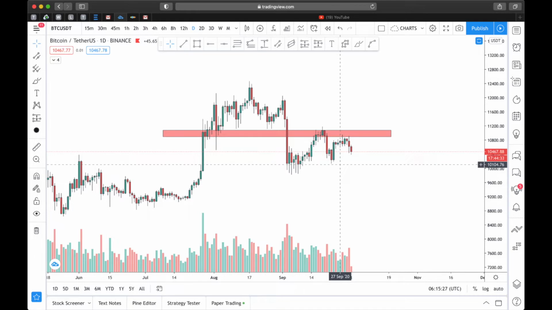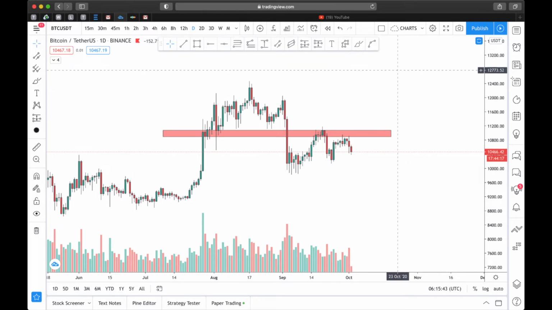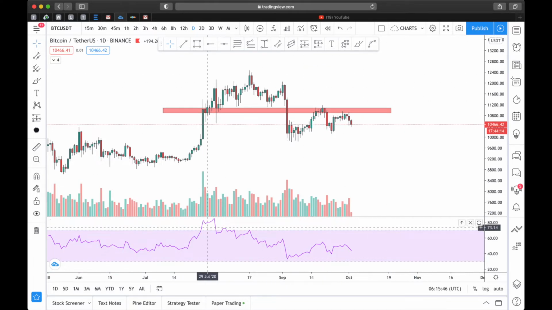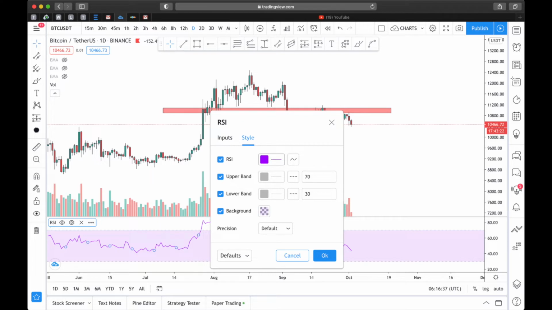So what do we mean by oversold and overbought region? Overbought and oversold region are shown on indicators. For example, I'm going to show you my RSI. This is my RSI. This is what it looks like. I'm very sure you must have done the setting of your RSI in our previous lesson on setting up TradingView. So if you've not done it, we can do it again. So RSI, the length should be on 14, the source should be on close. For style, you can leave it on purple. The RSI should be purple. The upper band should be 70, while the lower band should be 30. The background, leave it on and then click OK.